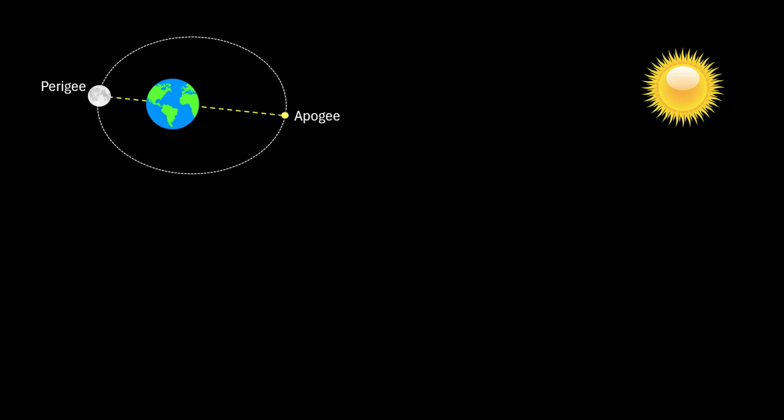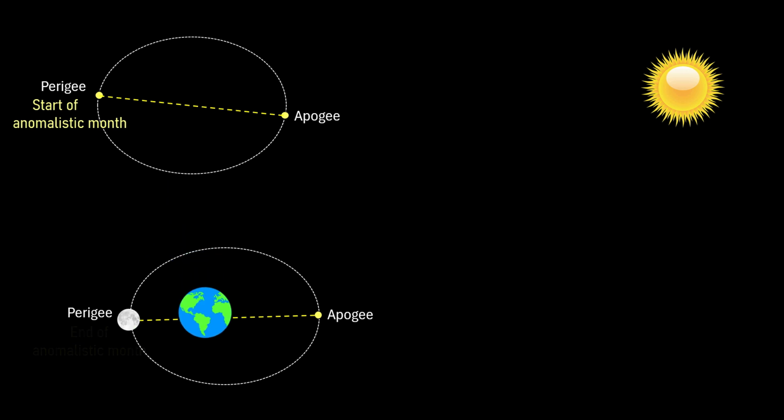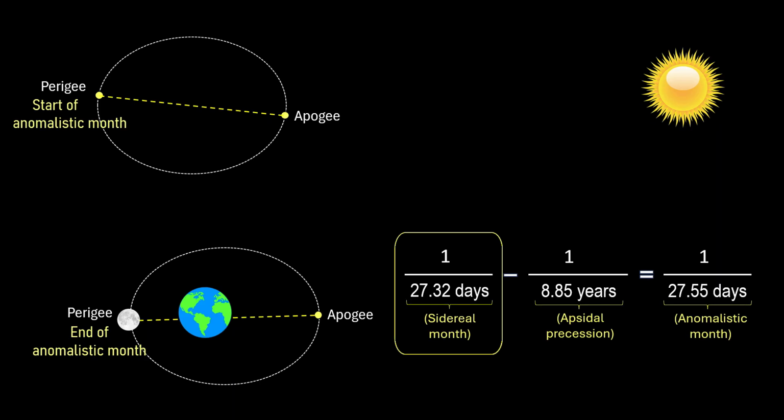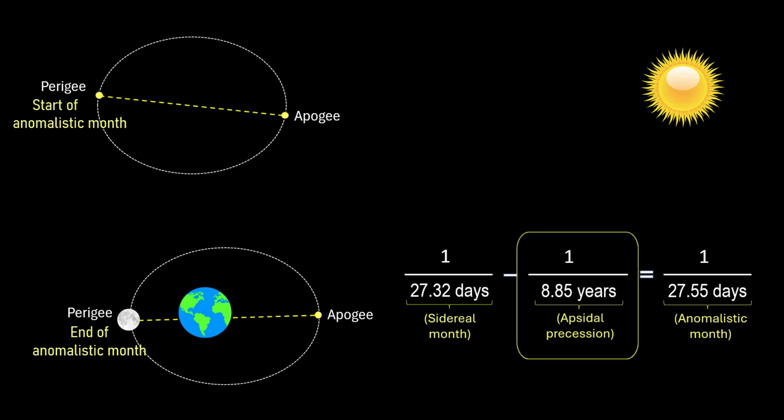The anomalistic month is the period it takes the Moon to orbit the Earth and return to its closest point, called perigee. Put simply, it is the period during which the Moon moves from one perigee to the next. The duration of the anomalistic month can be calculated using the following formula. This represents the frequency of the sidereal month. This represents the frequency of the Moon's apsidal precession, the gradual rotation of the line of apsides in its orbit.